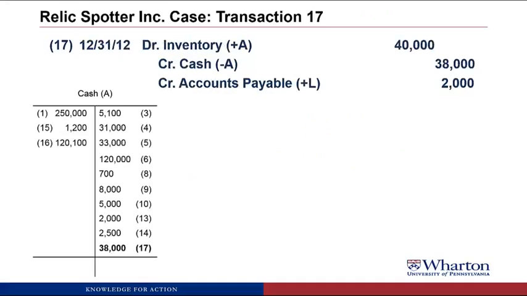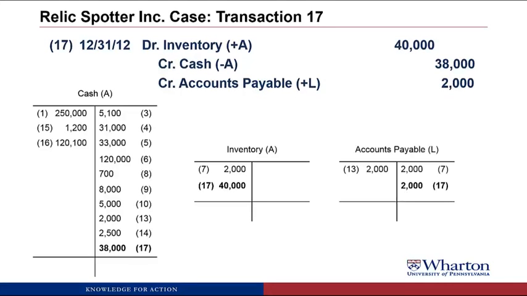We need to post this transaction, so we have another credit to cash. We have another debit to our inventory account, and a credit to accounts payable, which brings the balance up from 0 to now $2,000, which is what we owe our supplier at this point.